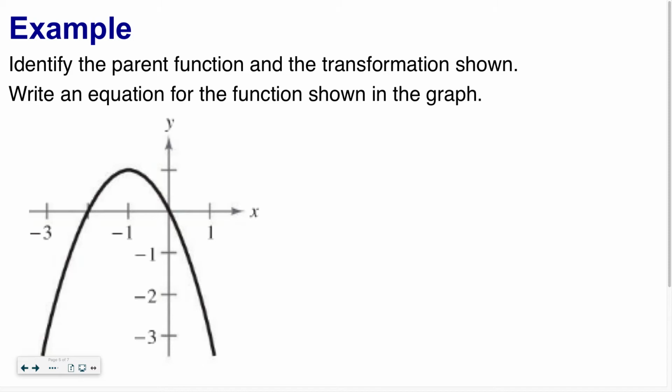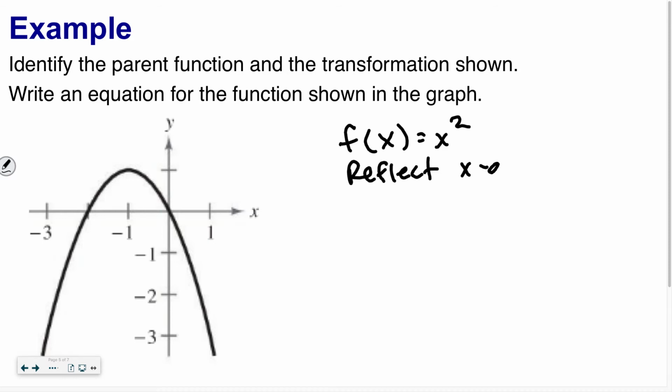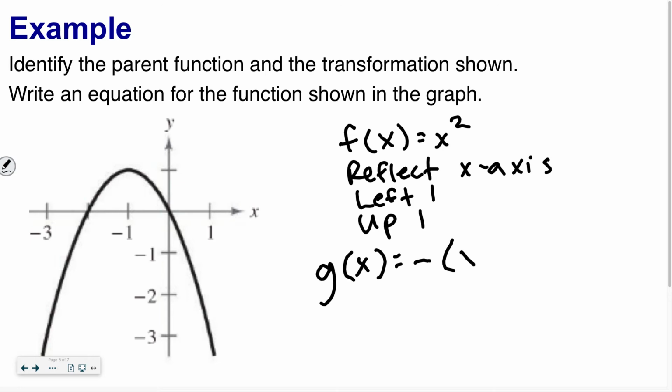I think I just have a minute left. We have to identify the parent function, state transformations, and write equations from the picture. Okay, what parent function do we have right here? Yes, quadratic, f of x equals x squared. What are my transformations? Reflection in the x-axis. Left 1. And up 1. And apply those to write a new function for that. So that would be negative x plus 1 quantity squared plus 1.